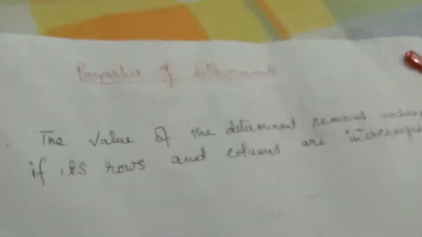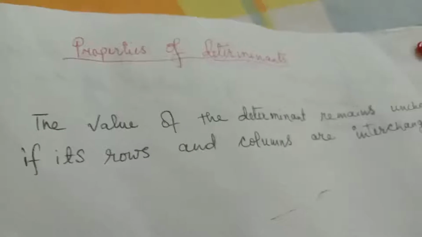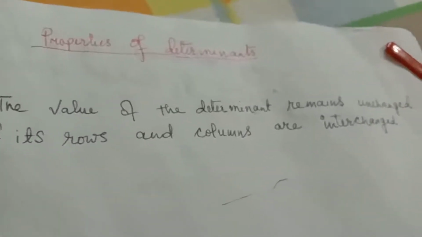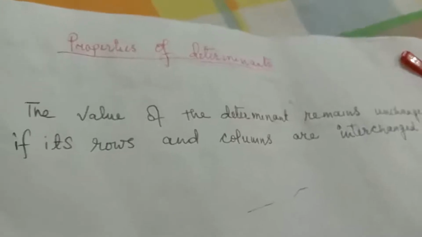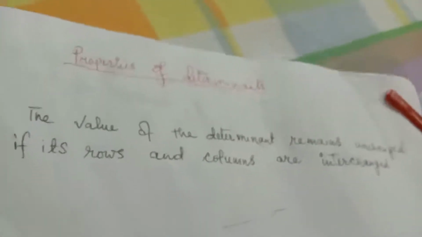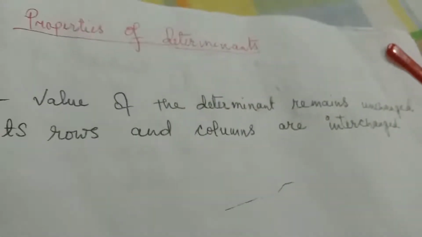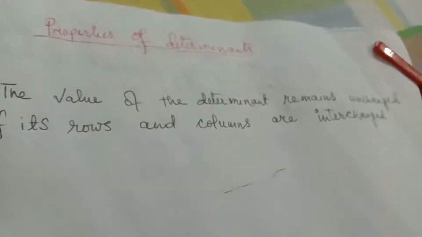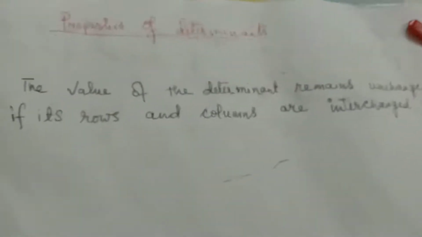Let us start with property number 1. The value of the determinant remains unchanged if its rows and columns are interchanged.